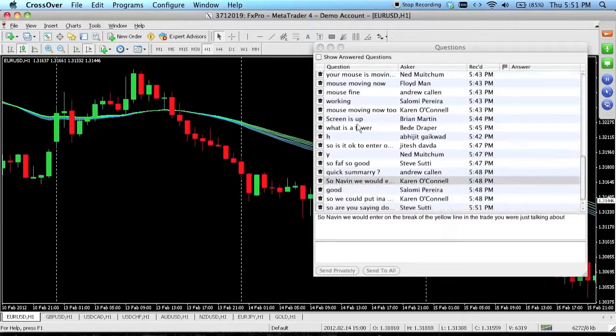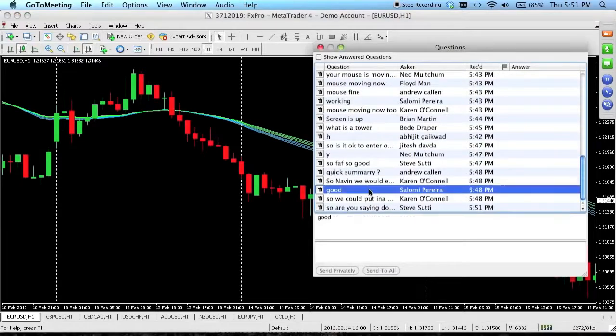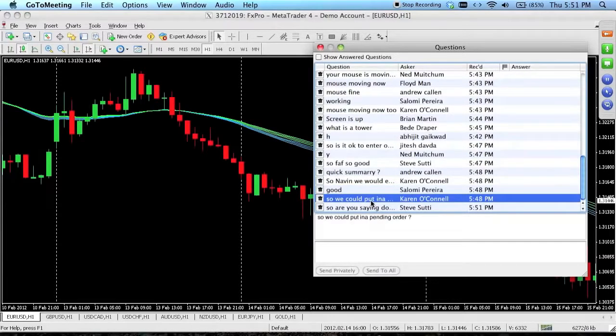Okay, now we've gone through a good example. Now we're going to go through an example that would not work. Karen saying, so we could put it in a pending order. Yes, as soon as the candle closes, put it in a pending order.